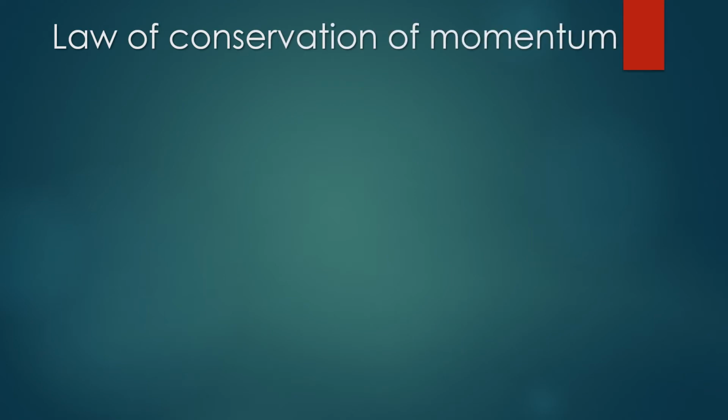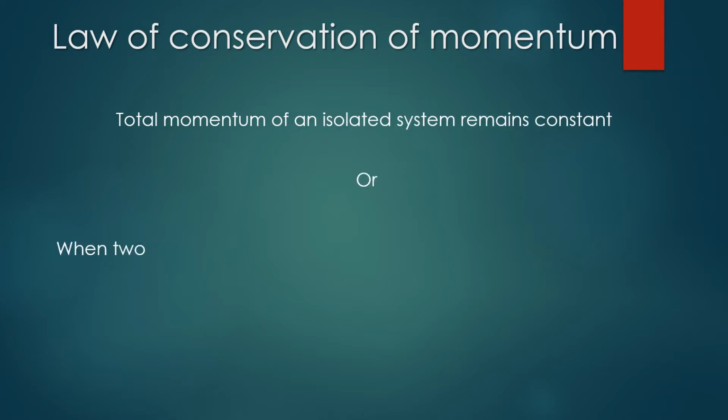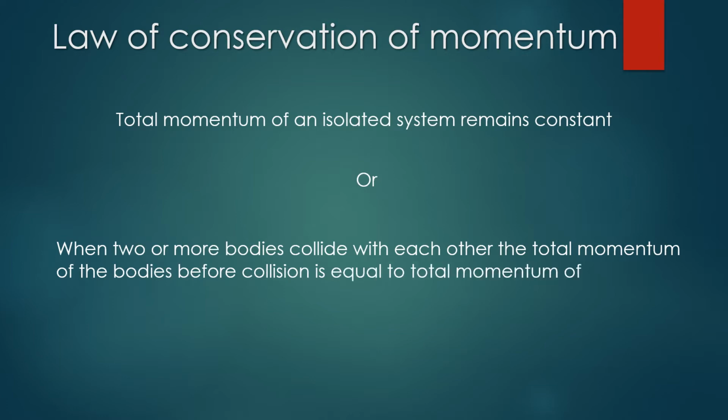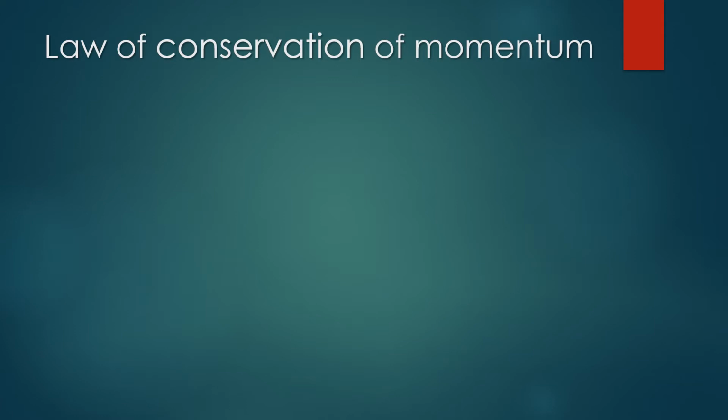Let's state the law of conservation of momentum. The total momentum of an isolated system remains constant. Or, when two or more bodies collide with each other, the total momentum of the bodies before collision is equal to the total momentum of the bodies after collision. Let us understand the law of conservation of momentum in detail.